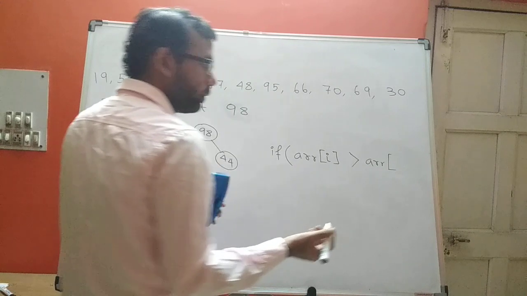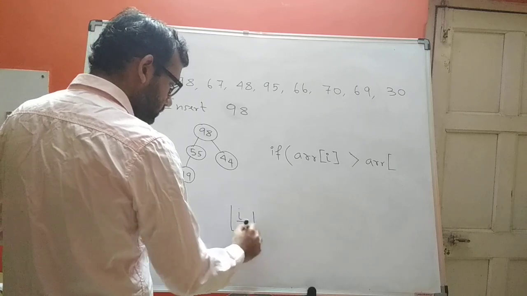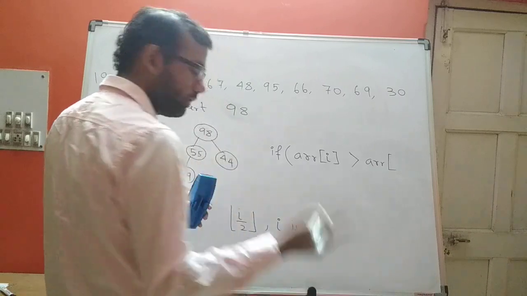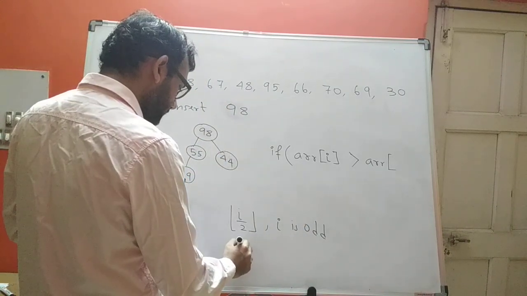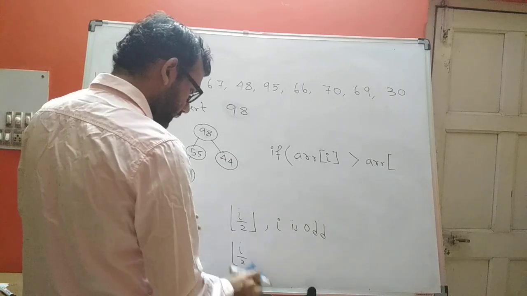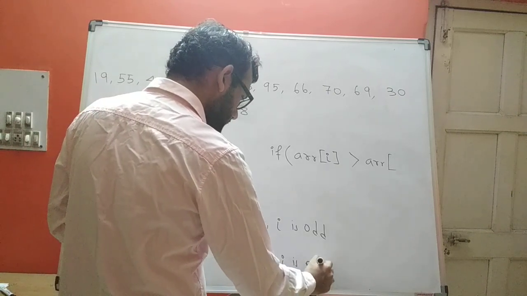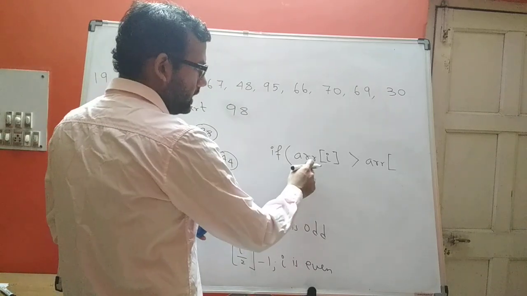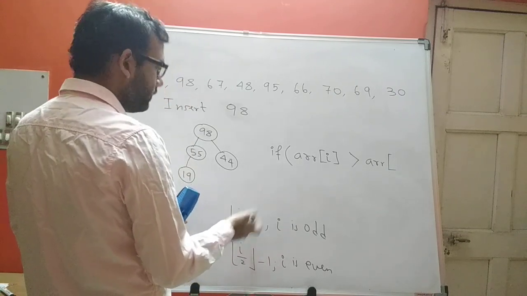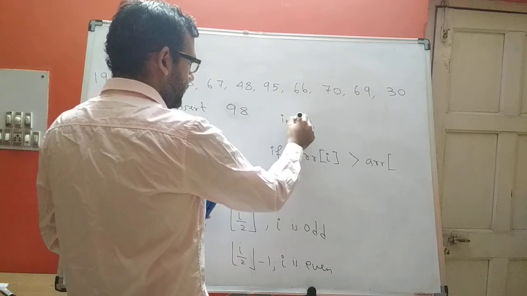ARR of, so what would be the parent? If you remember, the parent is I by 2 provided I is odd. If you remember from the initial part of my video, right at the beginning I had mentioned, it is I by 2, and it is I by 2 minus 1 if it is even. So what will I do? I'll check with its parent. And how do I find the index of the parent? Through the floor value. So I can find the parent index.